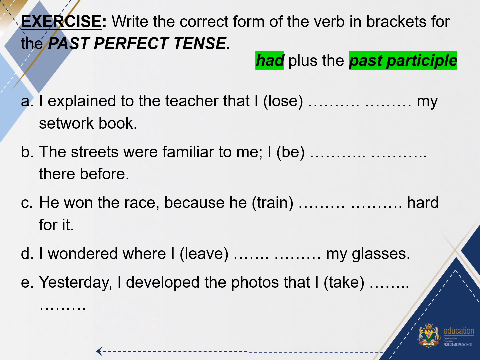Now let's look at a few examples. I explained to the teacher that I had lost my set workbook. The streets were familiar to me. The verb to be, remember? I had been there before. Then he won the race because he had trained, and it takes an ed. I wonder where I had left my glasses. Well, sorry, I wondered where I had left my glasses. Yesterday, I developed the photos that I had taken.